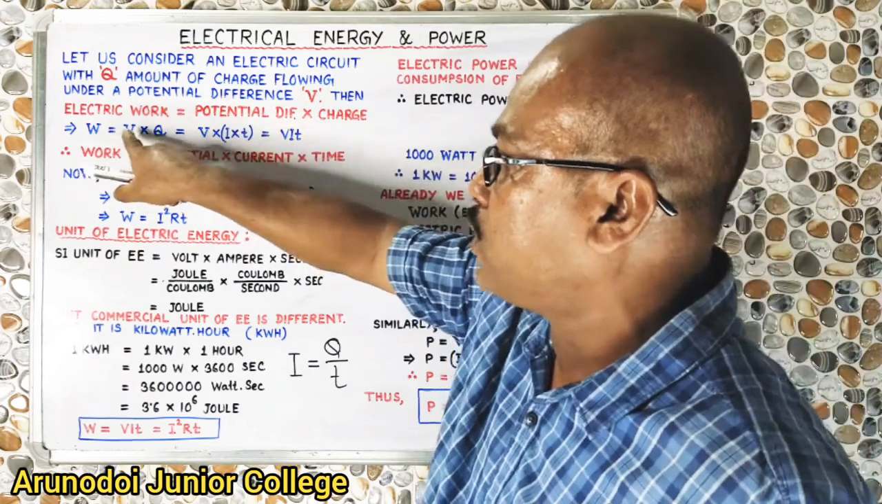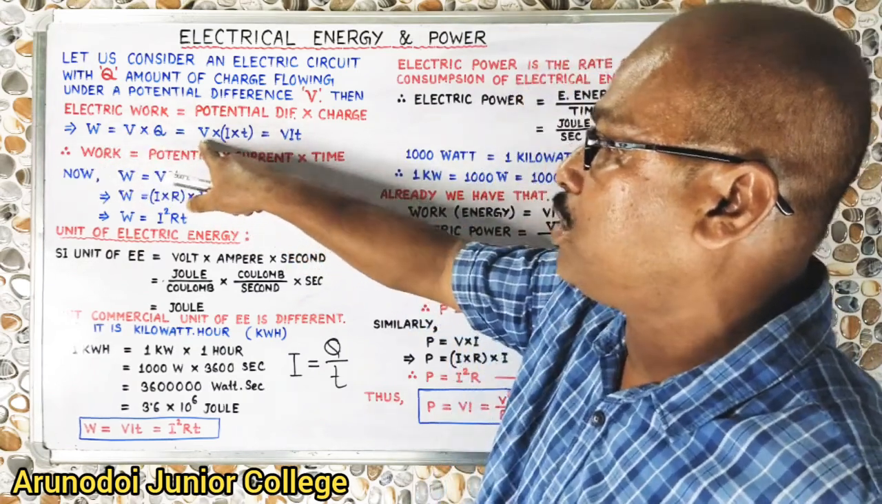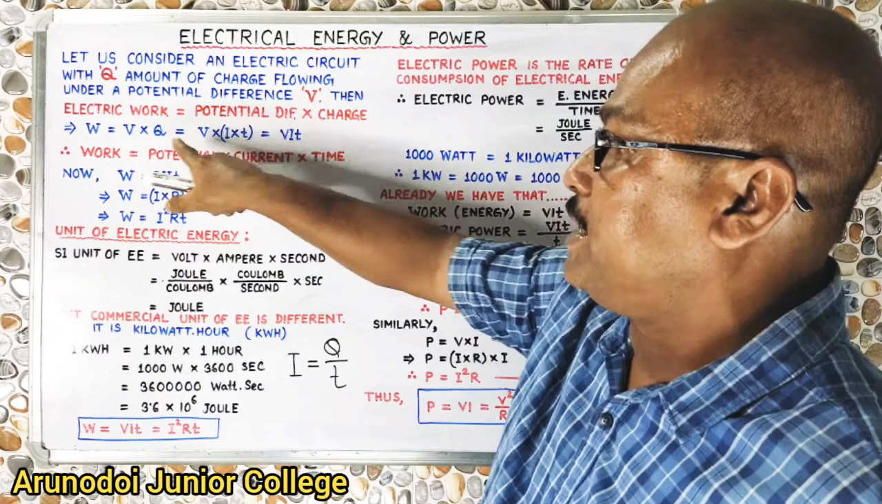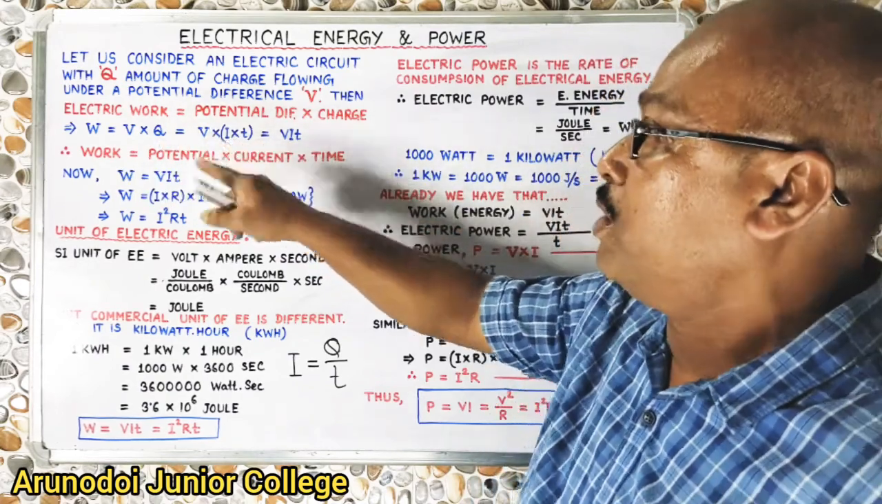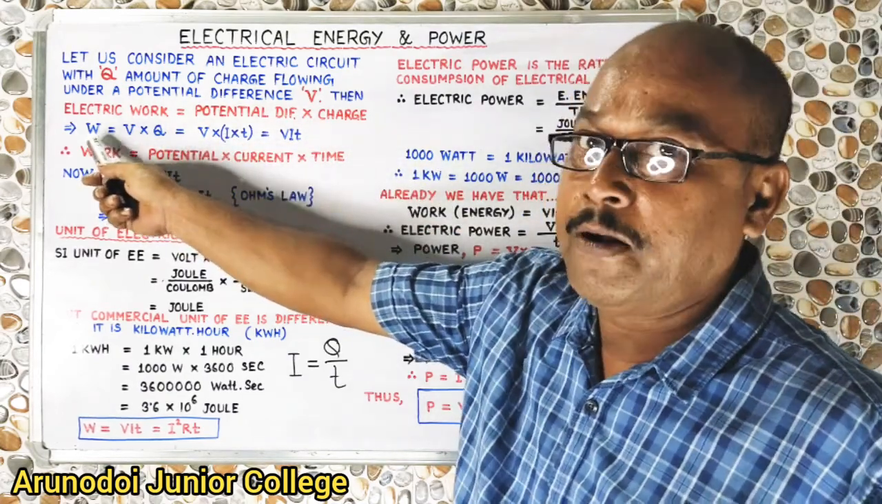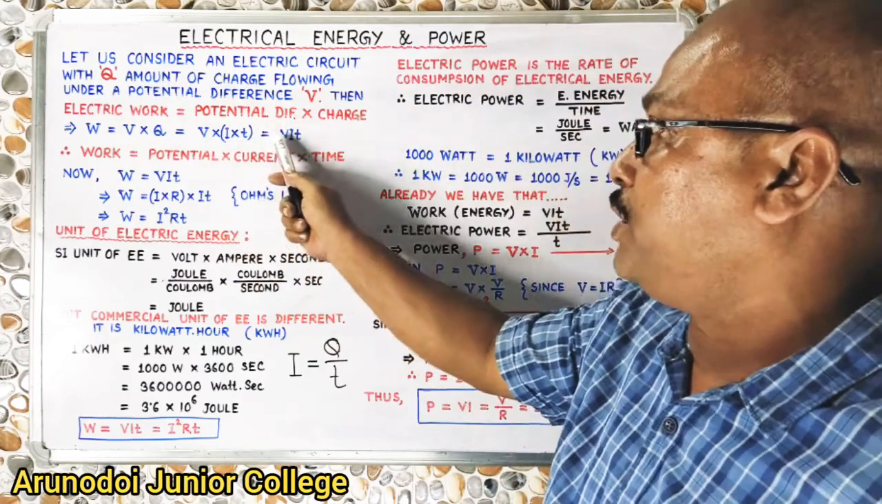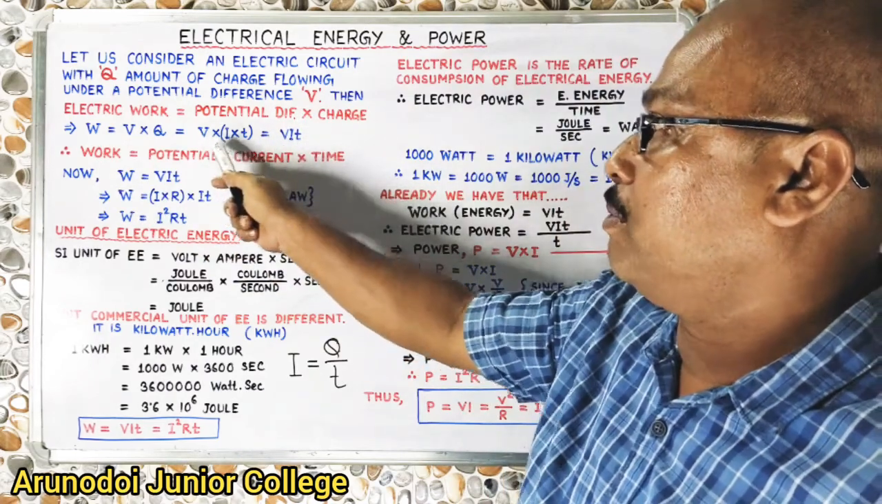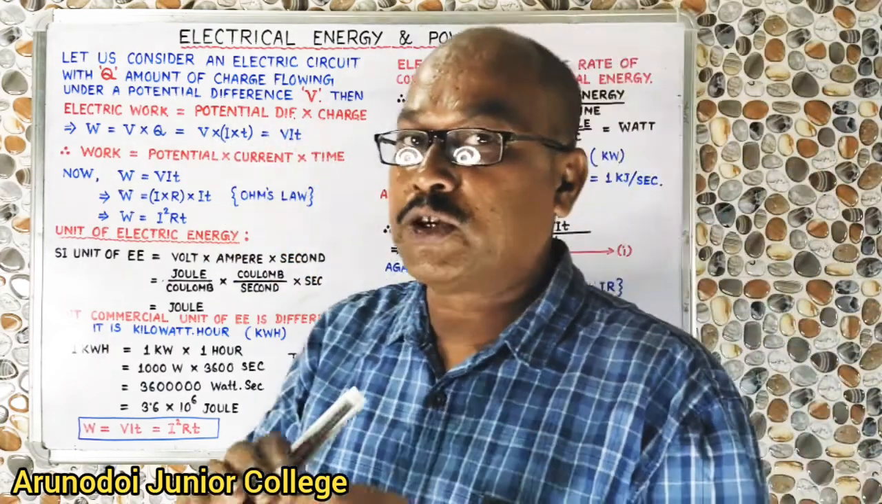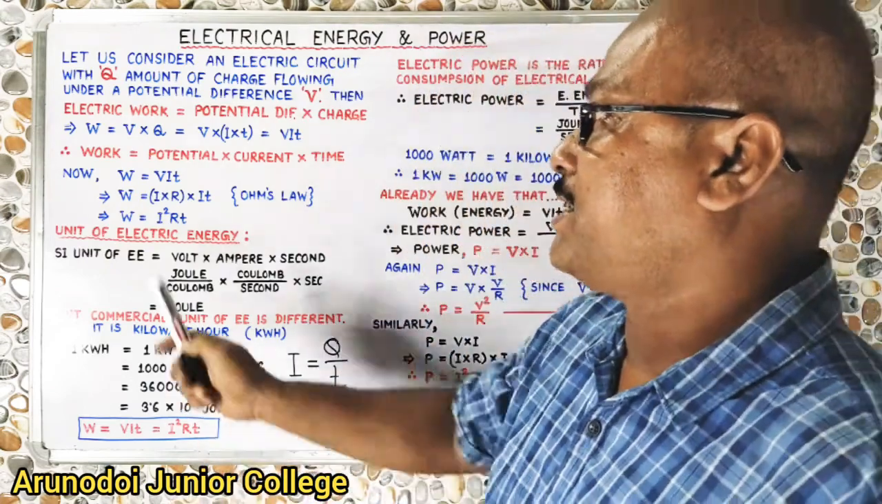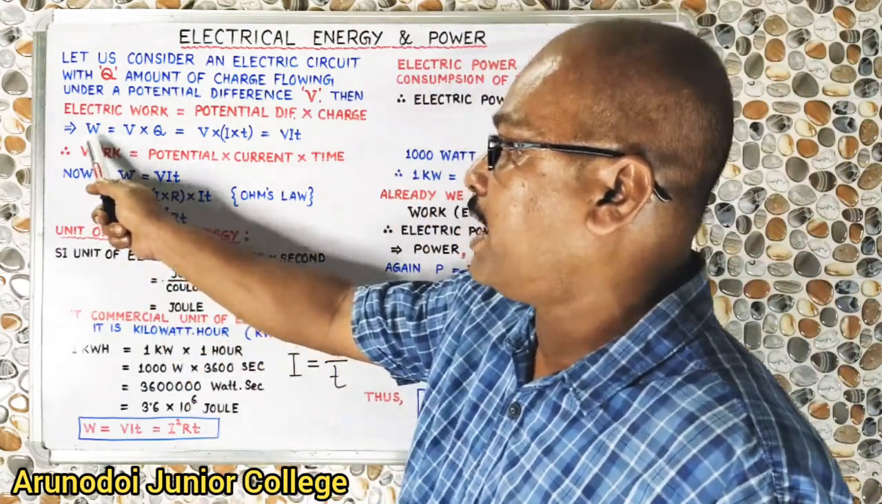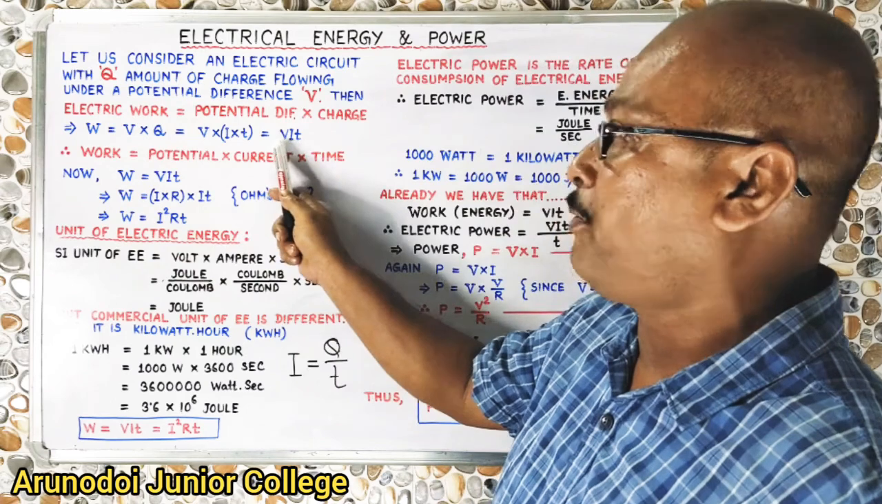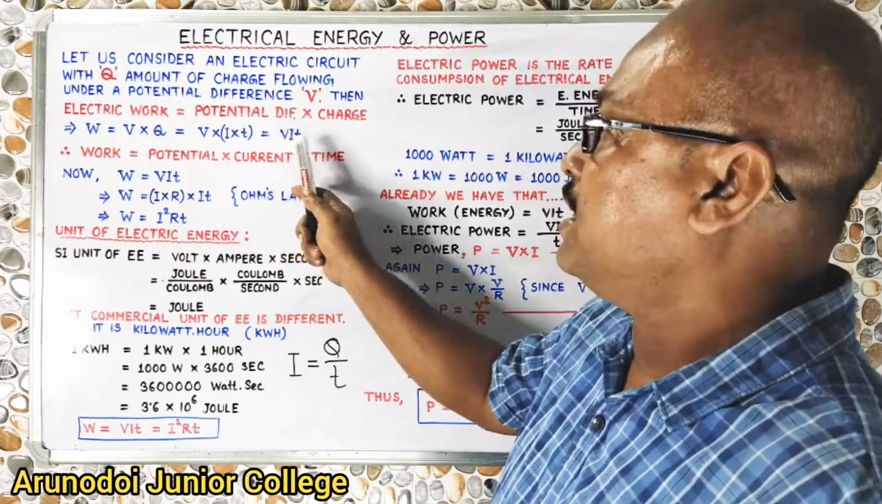So it will be W is equal to VQ, which means W is equal to V into I into T. In place of Q we are placing this value. So ultimately we will get, therefore, work done is equal to V into I into T. Multiplying this, W is equal to V into I into T. What does it mean? It means the work done is equal to potential difference into current into time.